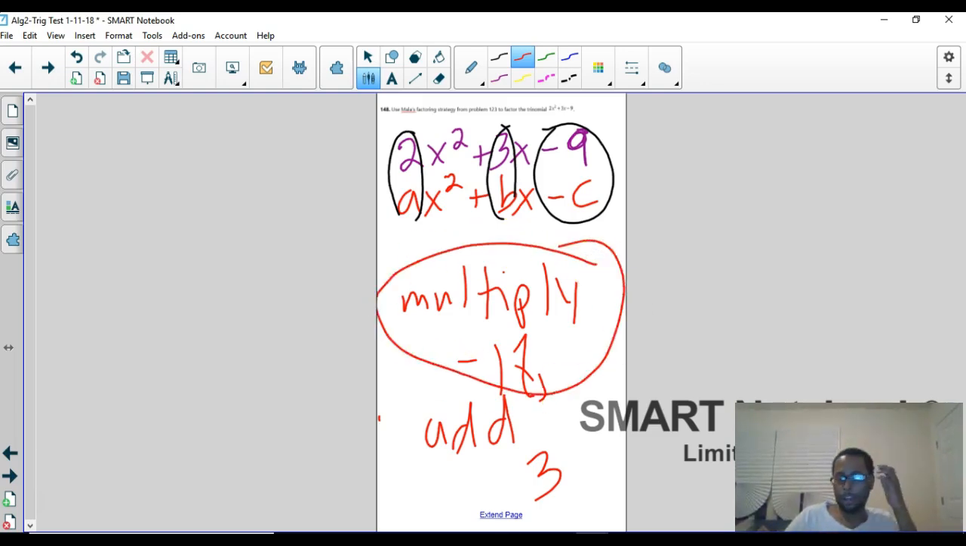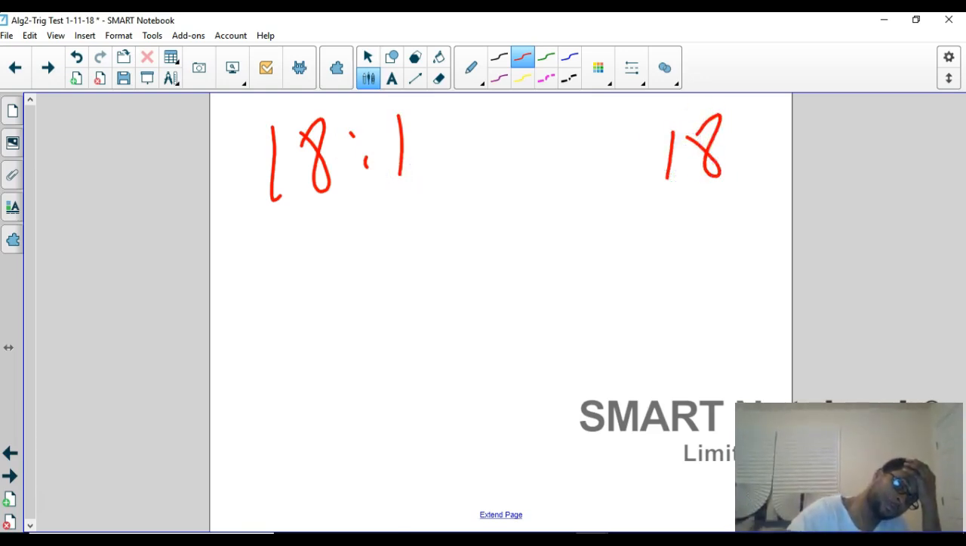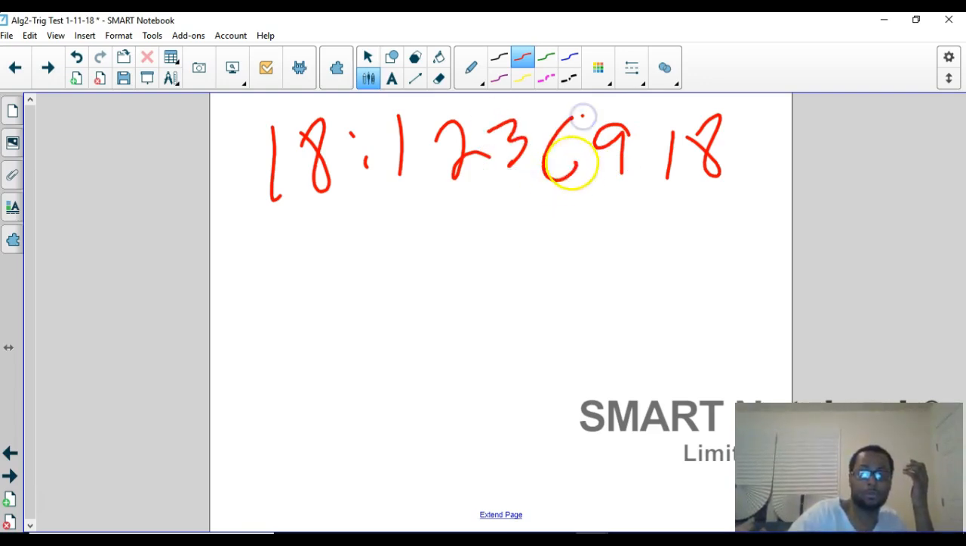So I'm going to think of all the numbers that multiply to give me 18. What multiplies to give me 18? Well, 1 and 18 do. 2 times 9 does. 3 and 6 do. 4 doesn't give me, 5 doesn't give me. So those are my numbers. Now I'm going to start pairing them.